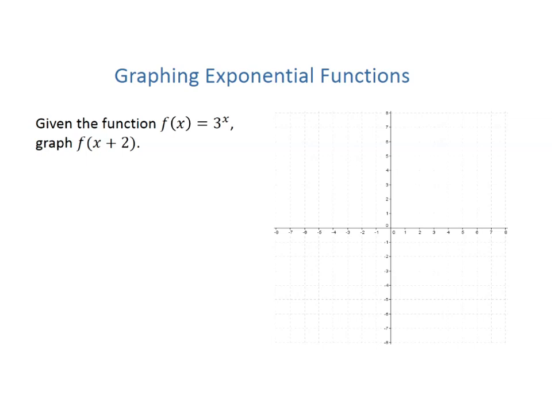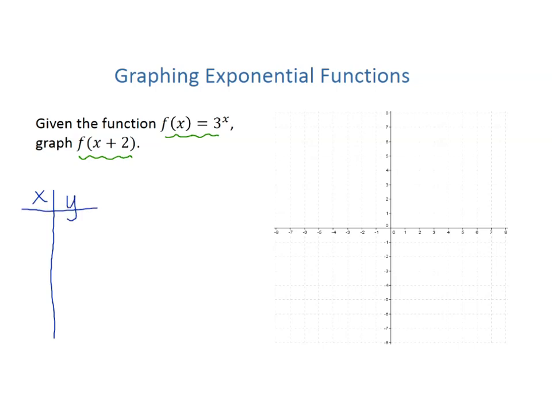Given this function, we're going to graph a transformation of it. So this is the function that we're given, and then we're asked to shift everything by this transformation. So first, let's make a table for the function that we're given.